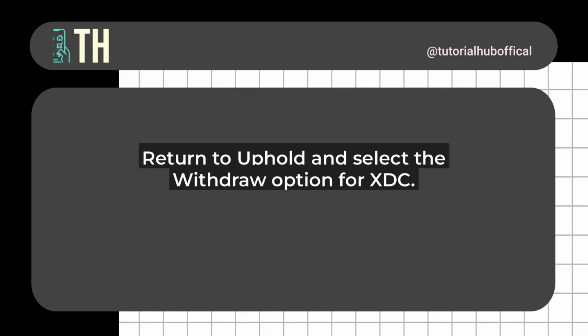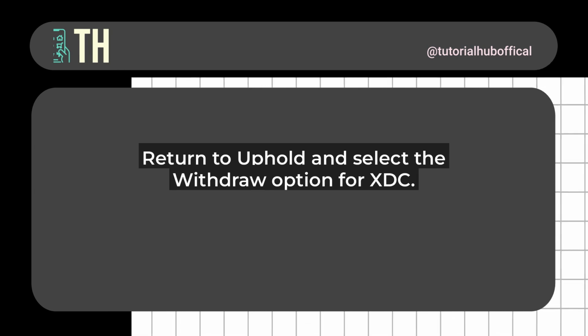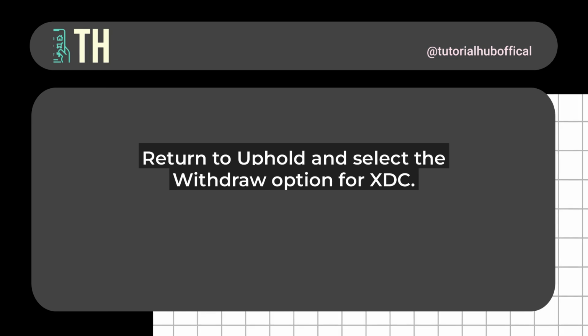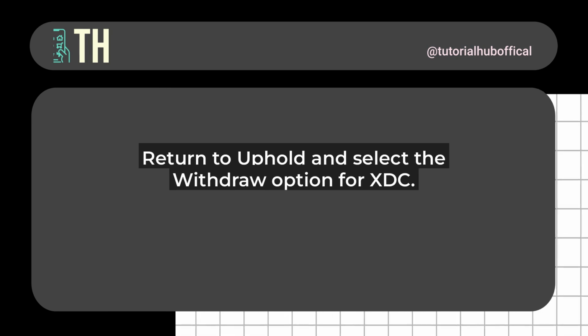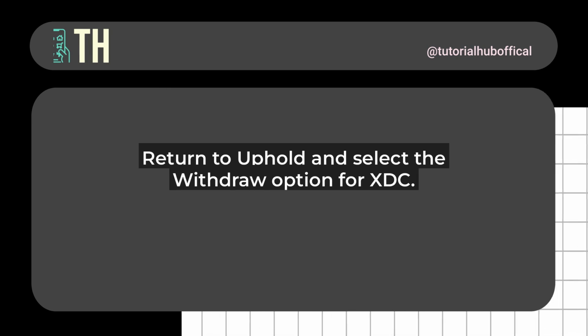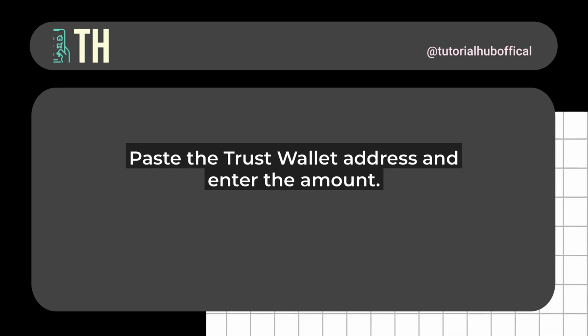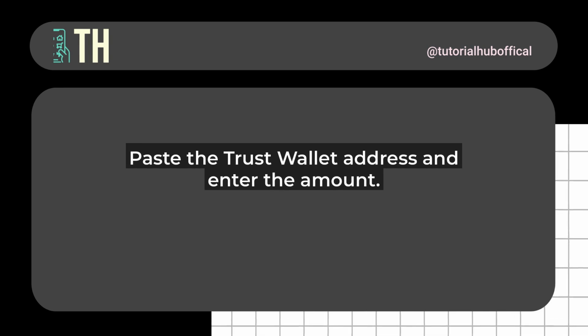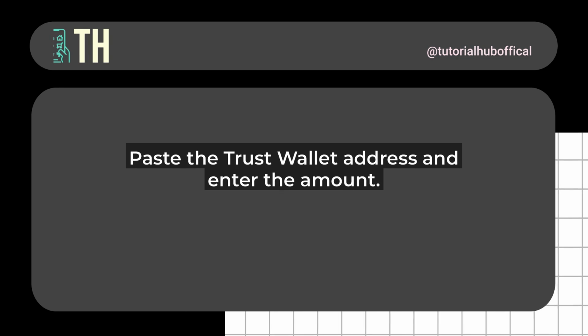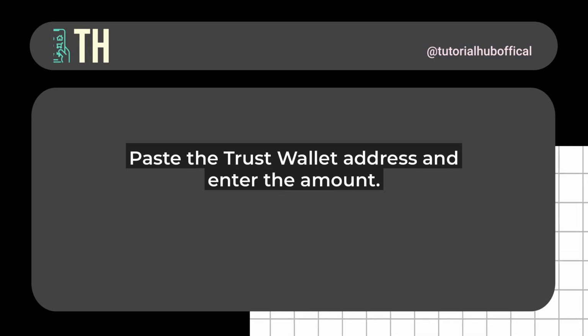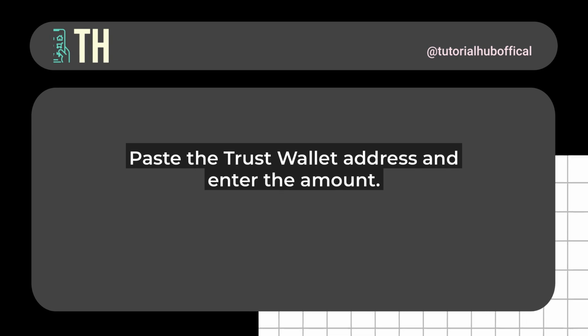Next, open your Trust Wallet app. Go to the XDC wallet section. You might need to add XDC if it's not already there. Once you're in, tap on the Receive button to generate and copy your XDC wallet address. This is crucial, so don't skip it. Double-check that you're copying the correct address to prevent any errors.